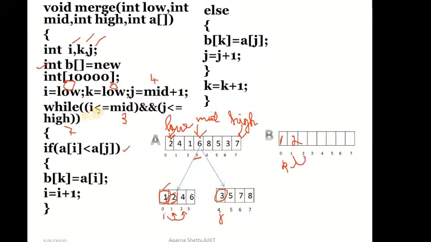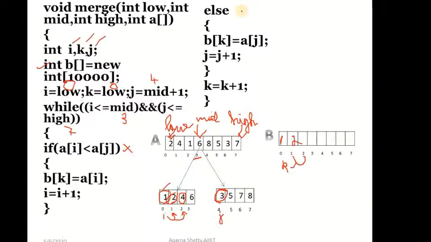Now I value is 2. Is 2 less than or equal to 3? Yes. And is j less than or equal to 7? j is still 4, right? Is 4 less than or equal to 7? Yes. Now, if A of I is less than A of j, what is A of I? 4. Is 4 less than 3? No. Now this if becomes false, it will go to the else part.